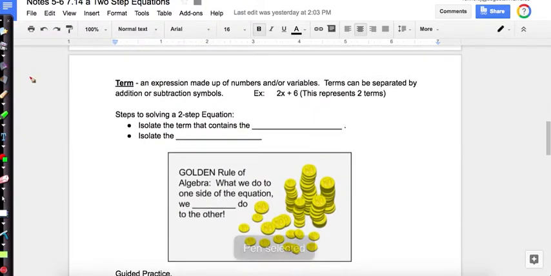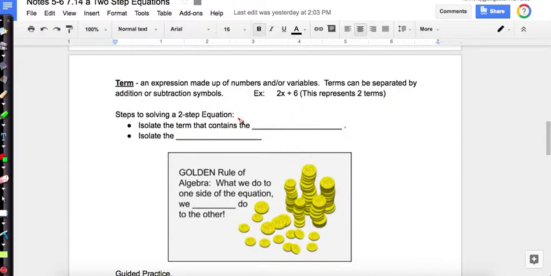So a term is an expression made up of numbers and or variables. Terms can be separated by addition or subtraction symbols. For example, 2x plus 6, this represents 2 terms. You have the 2x and you have the 6 because they're separated by an addition sign.